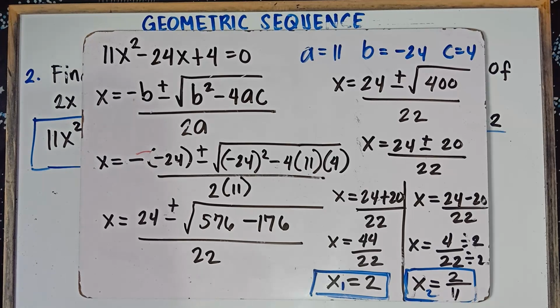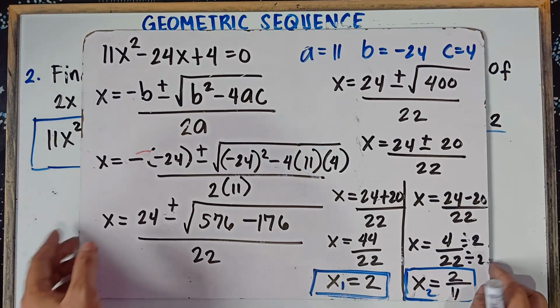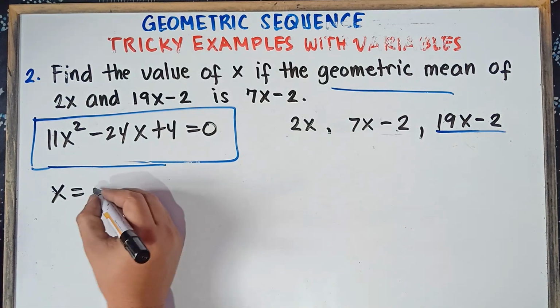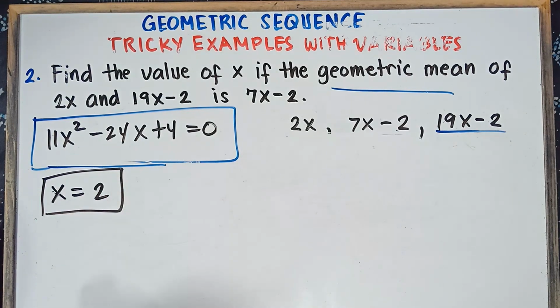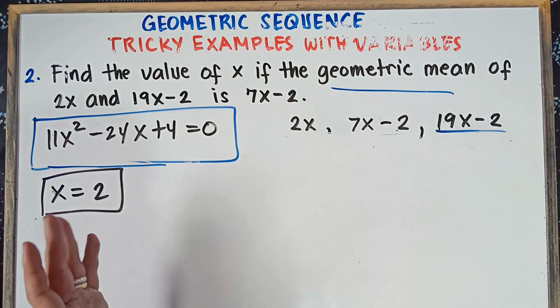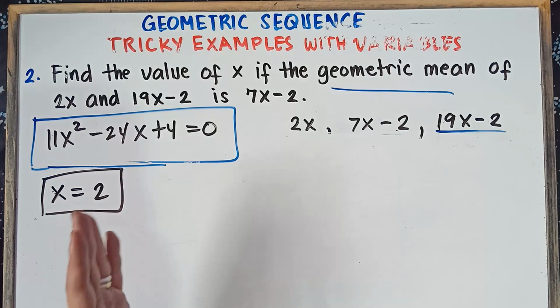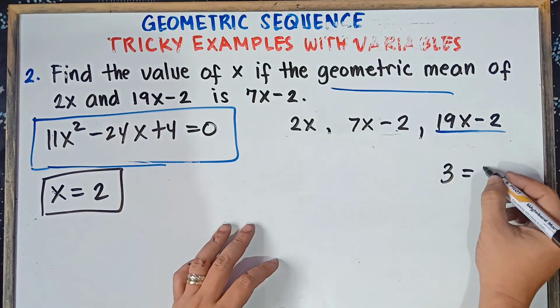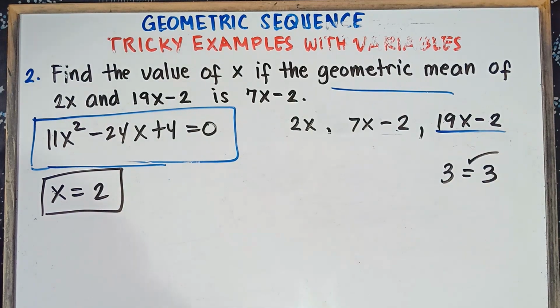Alright, so let's check our answer, class. Our x value, that would be positive 2. So we will be selecting this one, the positive whole number. So we have x equals 2. So our answer, x is equal to 2. Let's check if this is correct. Once again, class, you will know that your answer is correct if the left expression is equal to the right. Example, 3 is equal to 3. Therefore, your answer is correct.